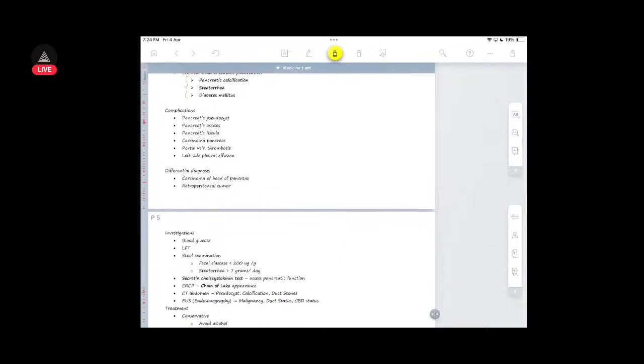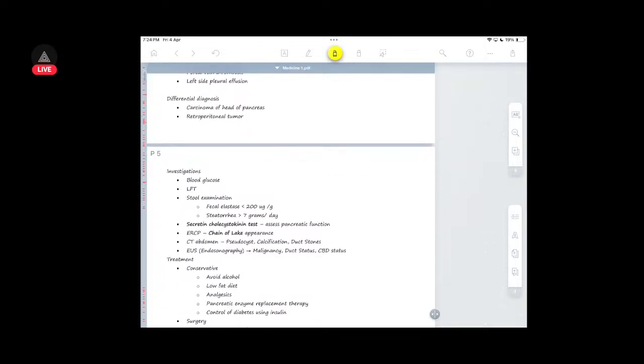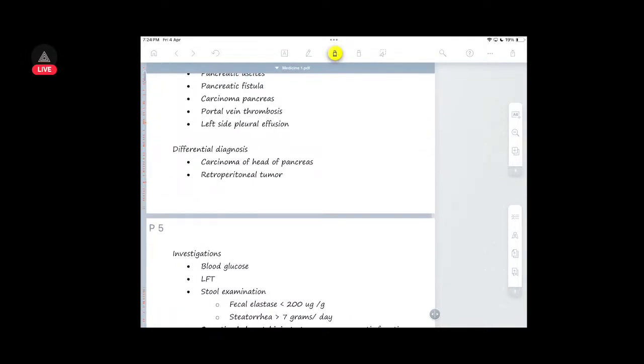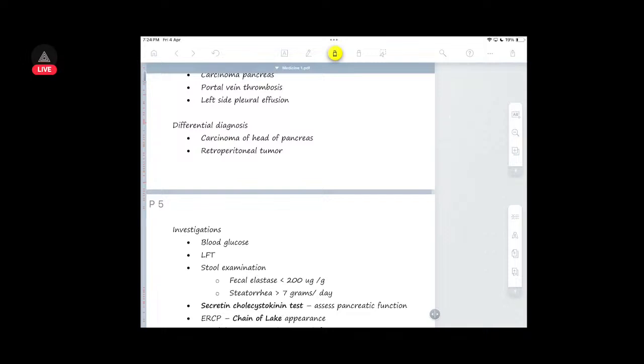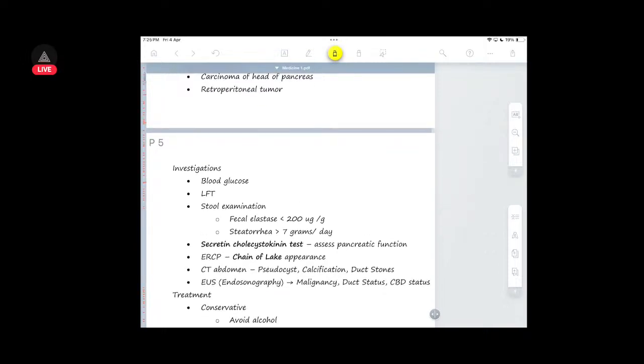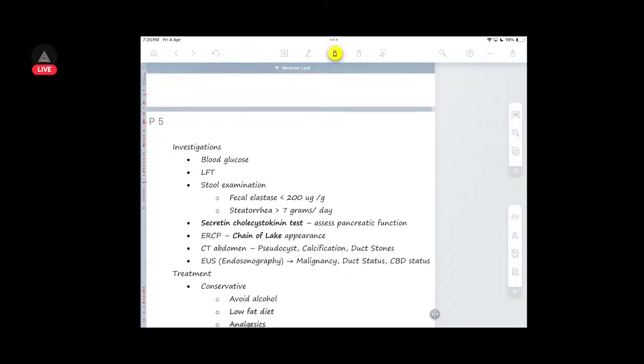Complications: you have pancreatic pseudocyst, pancreatic ascites, pancreatic fistula, carcinoma of the pancreas, portal vein thrombosis, and left-sided pleural effusion. Differential diagnosis can be carcinoma of the head of the pancreas leading to obstruction and similar features. A retroperitoneal tumor may be there, which is obstructing.